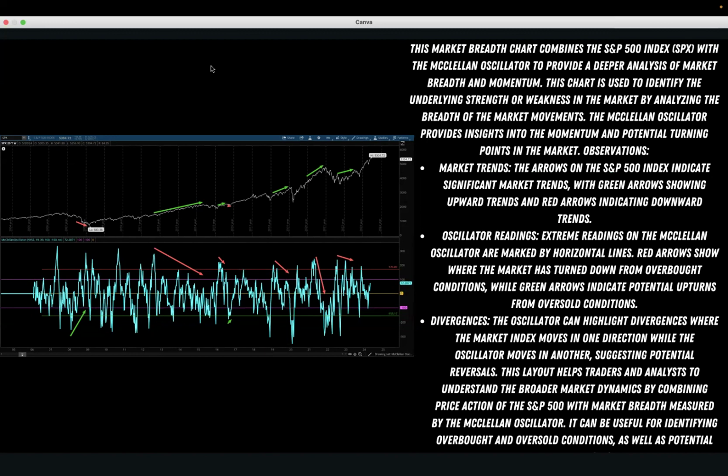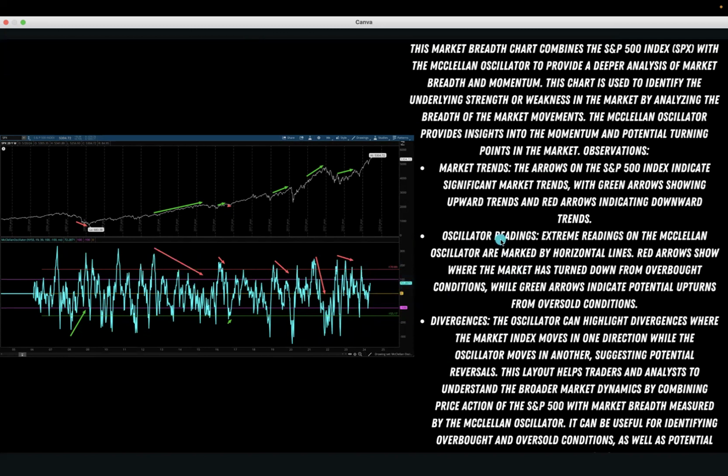So extreme readings on the McClellan oscillator are marked by the horizontal lines with red arrows showing where the market has turned down from overbought conditions. And then the green arrows indicate potential upturns from oversold conditions. So by default in Thinkorswim, it's got positive 100 and negative 100 in here, as they're overbought and oversold conditions. But oftentimes we see it go much higher than that. And those have led to potential downturns many times whenever we've been above those levels that I've marked on here specifically.